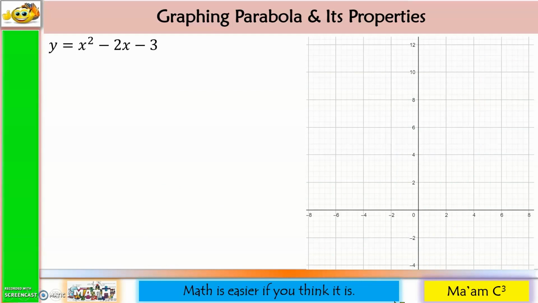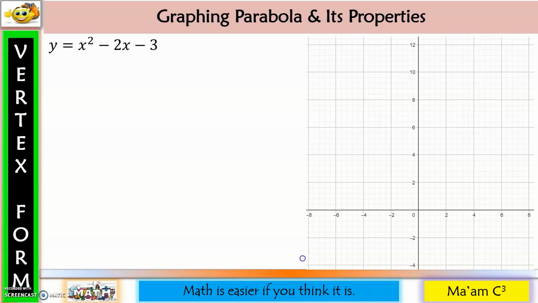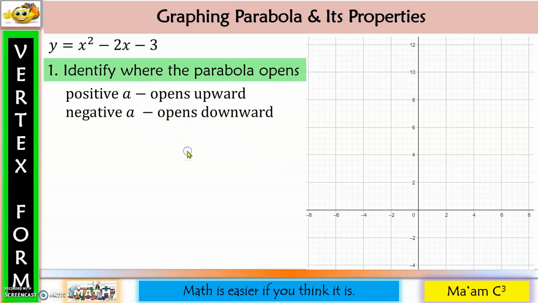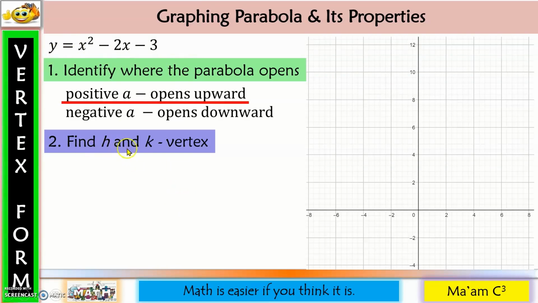Let us solve the same problem, but this time using a different approach, using the vertex form. Step 1. Identify where the parabola opens. Positive A opens upward and negative A opens downward. Since our A here is positive, this parabola opens upward. Step 2. Find H and K. So this will be our vertex.